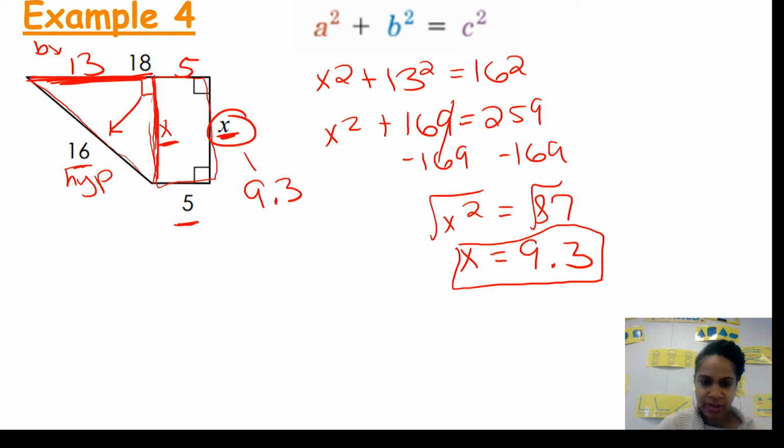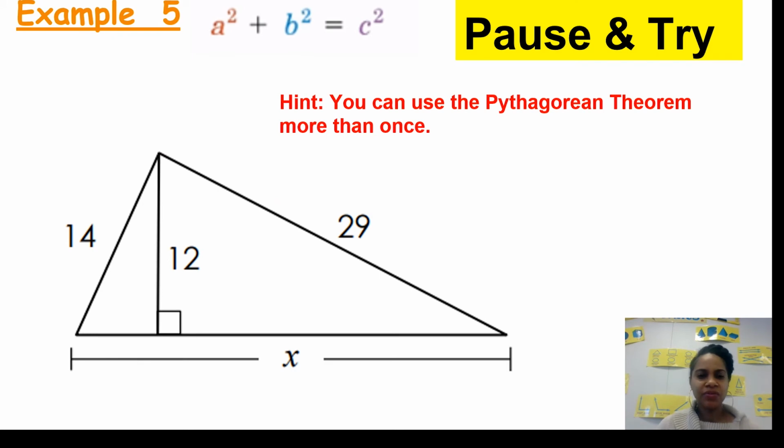Okay, so for example 5, I would like for you to try this one on your own. A little more work involved. We want to find the value of x, but I've given you a hint here saying that you could use the Pythagorean Theorem more than once. So go ahead and pause the video and try this problem on your own.